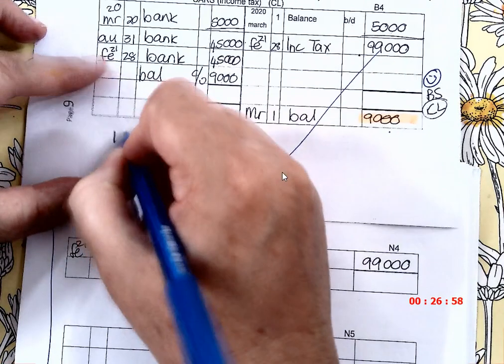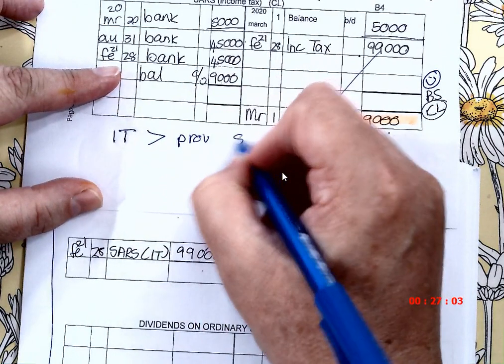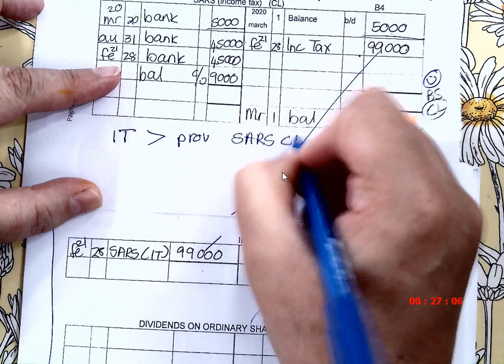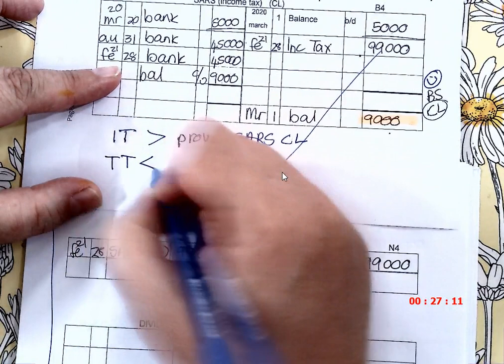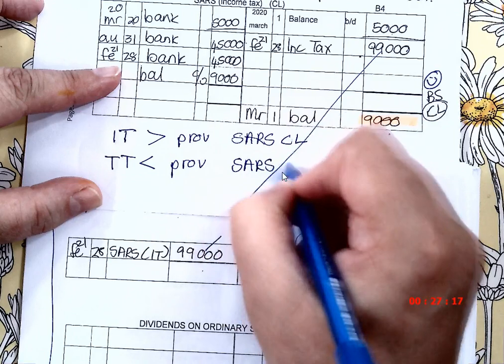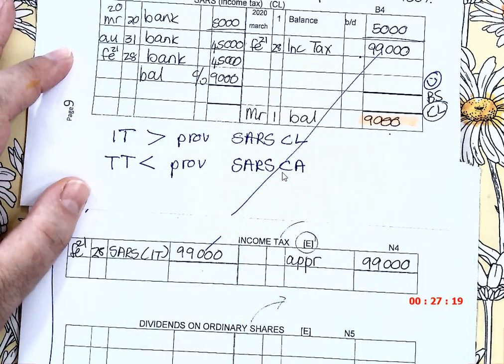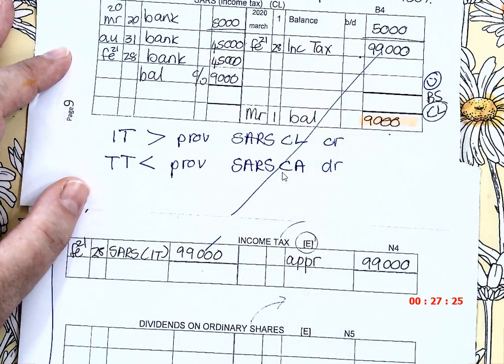So just write this for yourself. If the income tax is more than the provisional, such is a current liability. If the income tax is less than the provisional, then such is a current asset. So in other words, this one has a credit balance and that one has a debit balance.